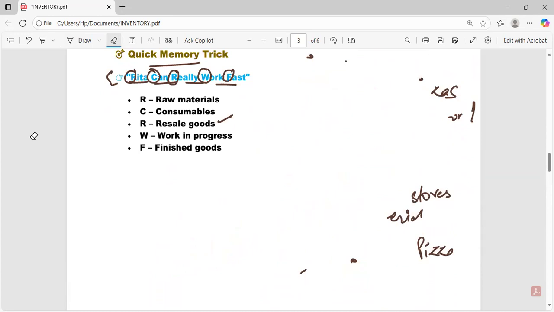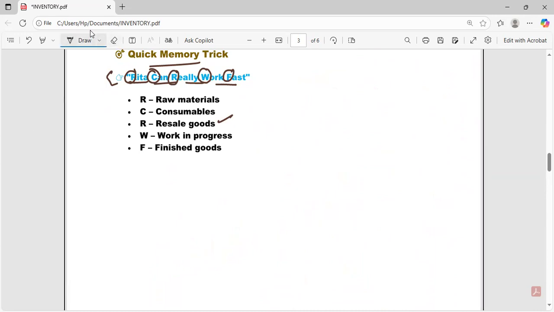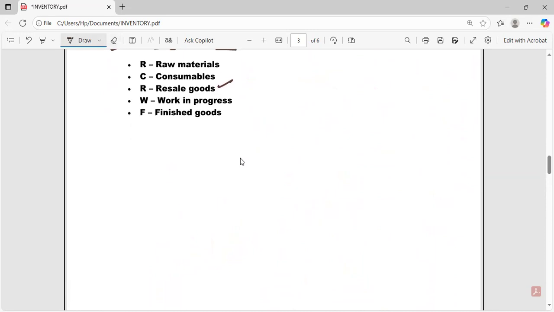Right. Now see, we have studied what is inventory. I hope it is clear to you what we exactly mean by inventory. But now we have to see at what price I should record my inventory.